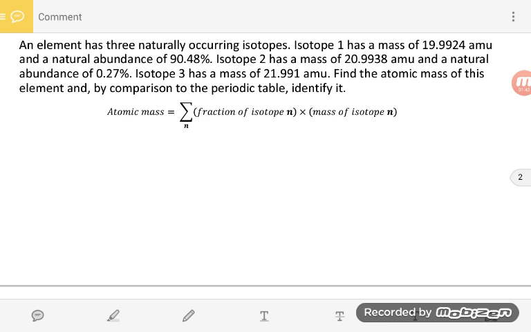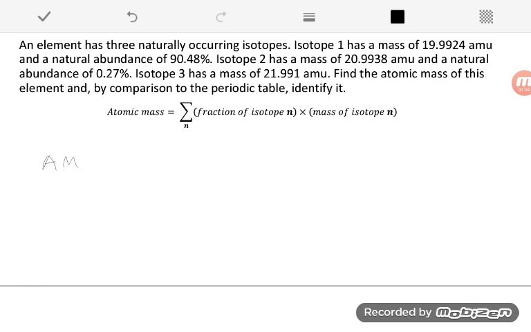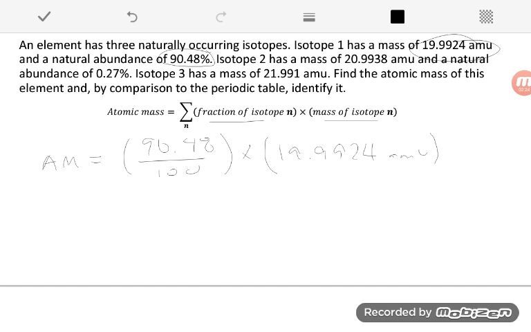Let's say we have an element with 3 naturally occurring isotopes, and it gives us the mass and natural abundance for all 3 of these. So what I like to do, here's our equation, is just go ahead and look at all 3 of these one at a time and list their fraction and their mass and show how they're going to be multiplied together. So isotope 1 has a natural abundance of 90.48, so for the fraction, I just do 90.48 over 100. That's going to give me my fraction, and I'm going to multiply that by its mass, which is 19.9924 AMU. So that's this isotope 1.